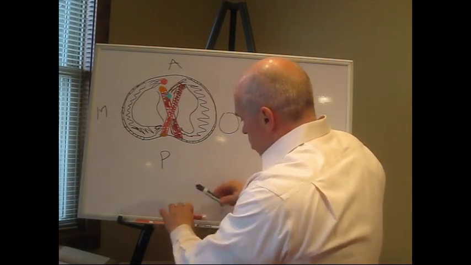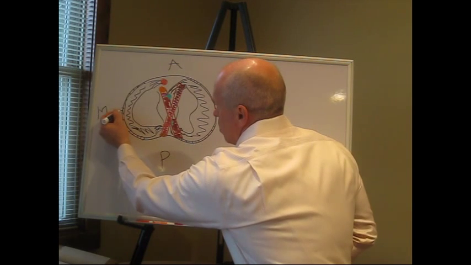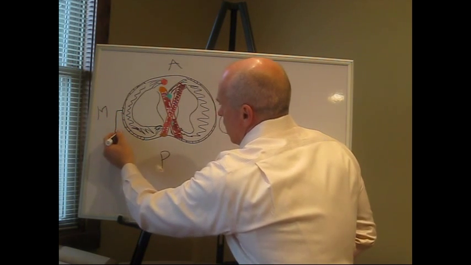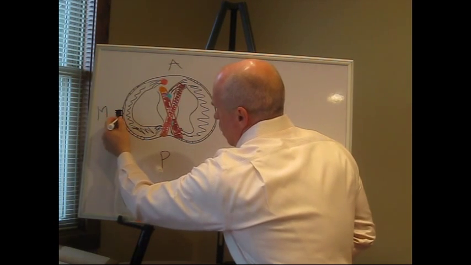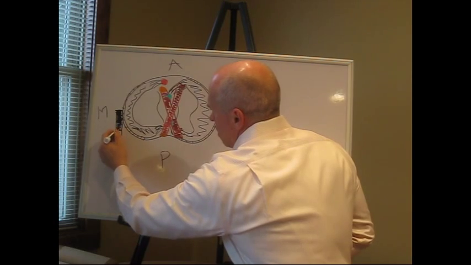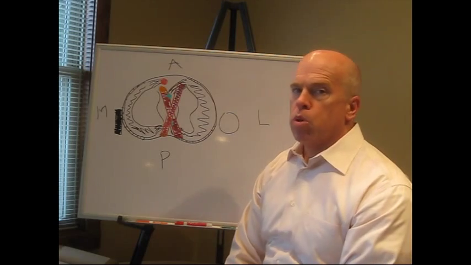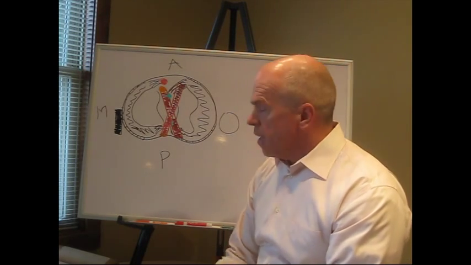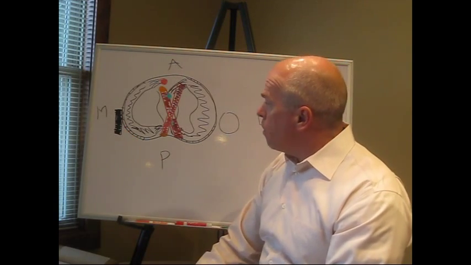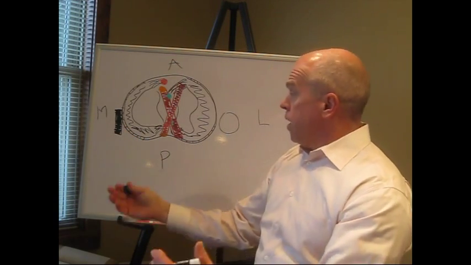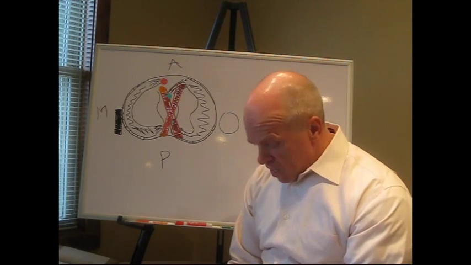And then, just to complete our diagram here, I want to draw in another structure that's commonly associated, and this is the medial collateral ligament. The medial collateral ligament runs superior to inferior to attach below the tibial plateau. This is the medial collateral ligament. Okay, so there's our basic anatomy of the interior of the knee.